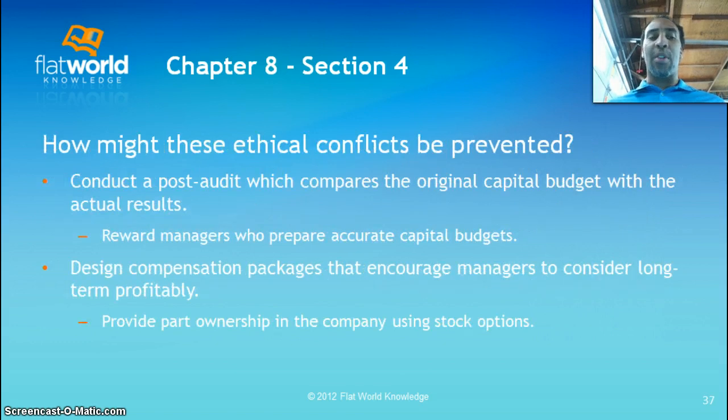So how might these ethical conflicts be prevented? Conduct a post-audit, which compares the original capital budget with the actual results. So go back and look at those results. Some people may say, oh, why cry over spilled milk? But you do have to go back because you have to evaluate your managers and the decisions that they are making. You want to reward managers who prepare accurate capital budgets, right? You want to reward your people who do well, and design compensation packages that encourage managers to consider long-term profitability.